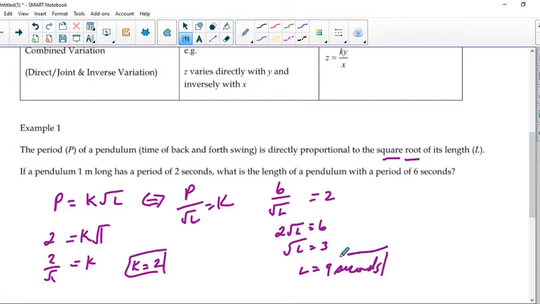Okay, and the reason it equals 9 seconds is because that proportion, the variation, is always a constant. Basically 1 is to 2 as 6 is to 9 in this case, based on our constant k. Okay, so number two.